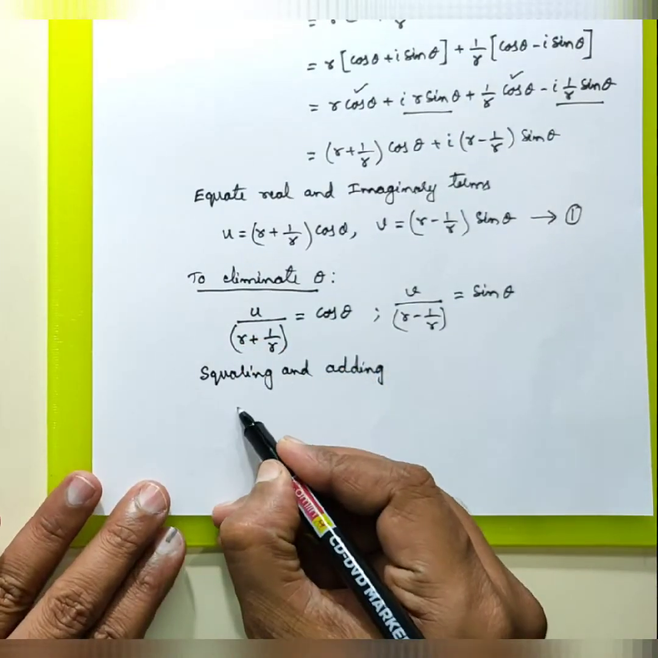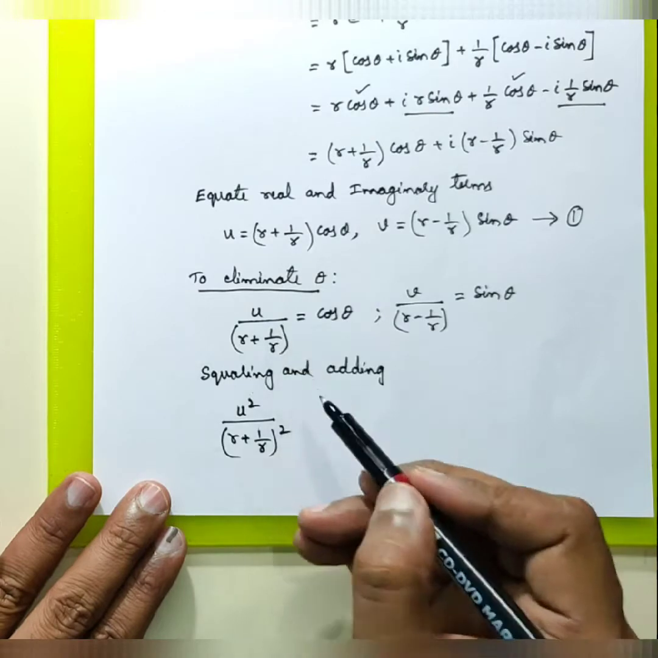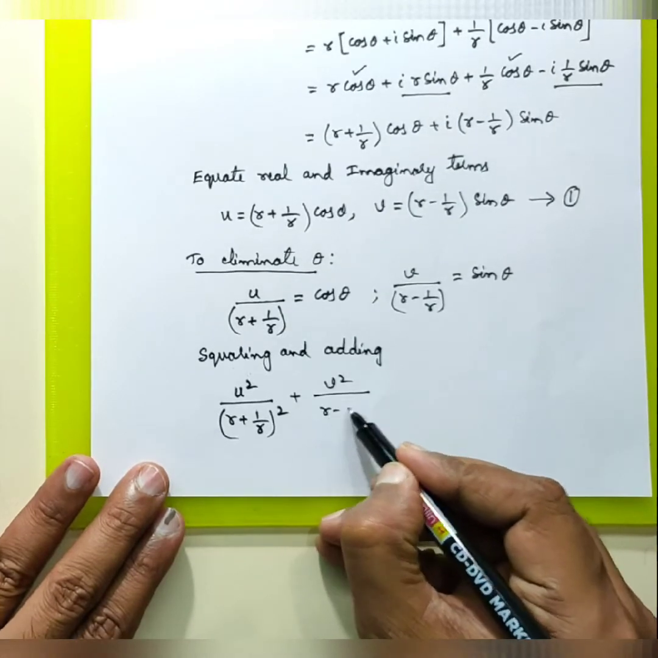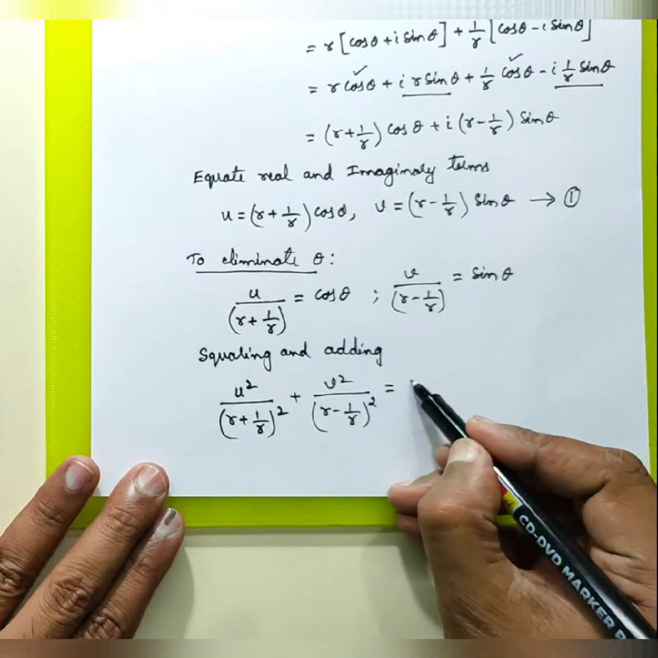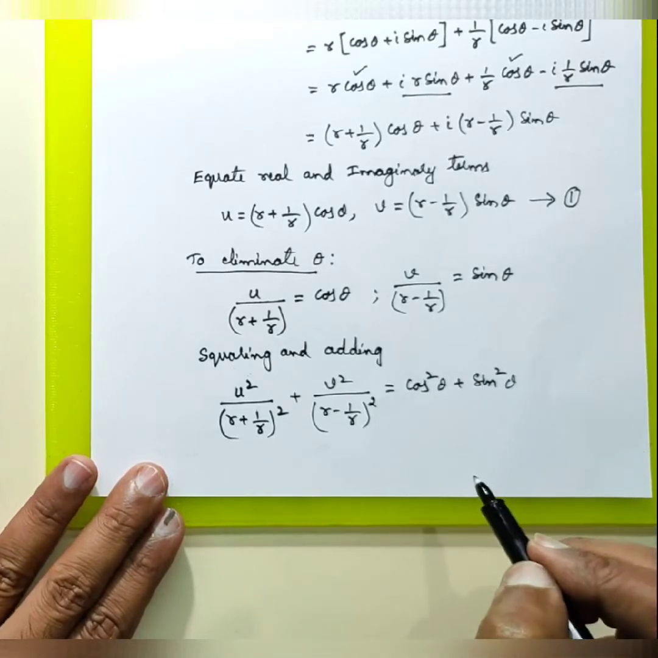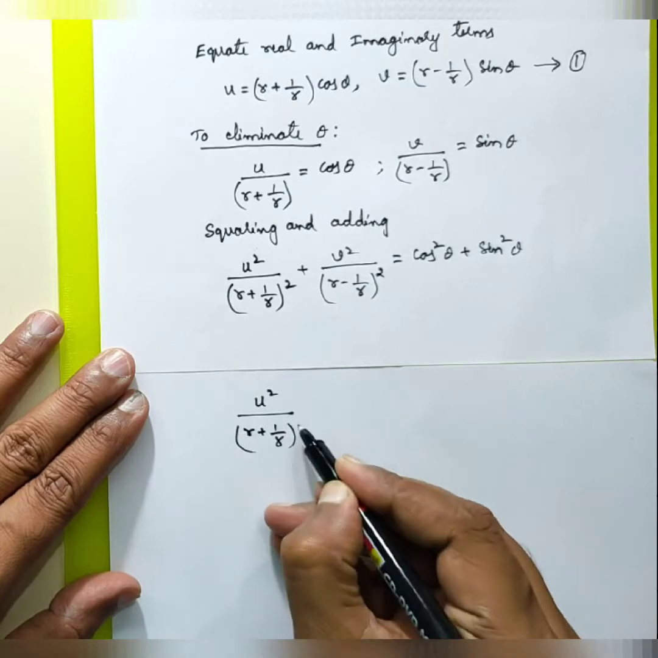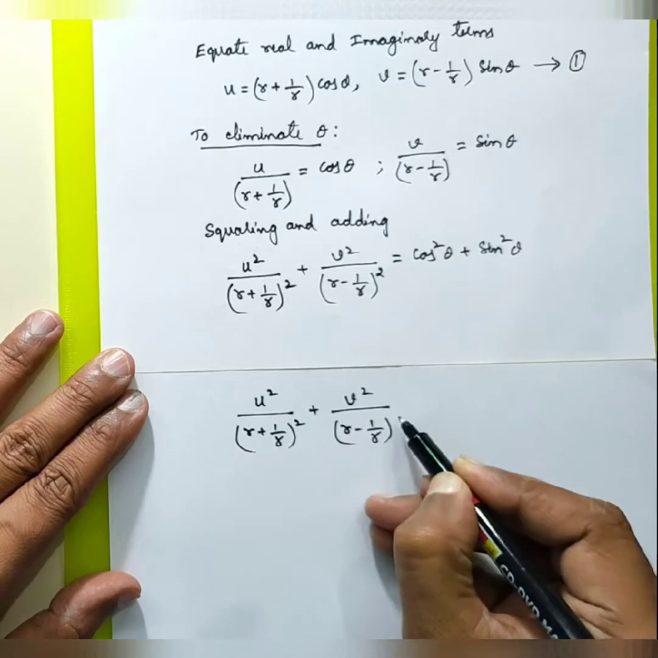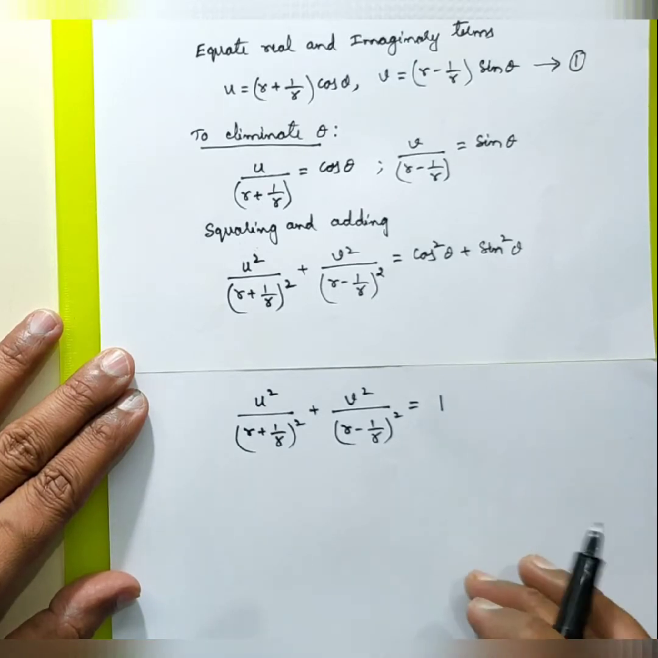So if I square this value, we will be getting u square divided by r plus 1 by r whole square on the left hand side, plus here also squared, v square divided by r minus 1 by r whole square is equal to, now you need to square and add the right hand side. You will be getting cos square theta plus sin square theta. Its value is nothing but 1. So u square divided by r plus 1 by r whole square plus v square by r minus 1 by r whole square is equal to 1. So theta is eliminated, and one of the equations has been obtained over here.